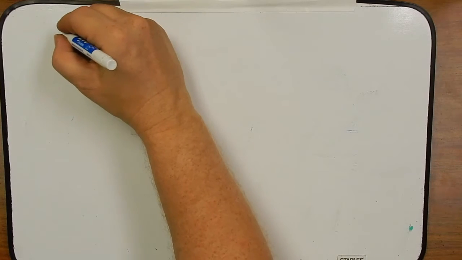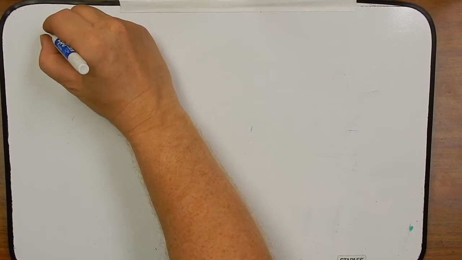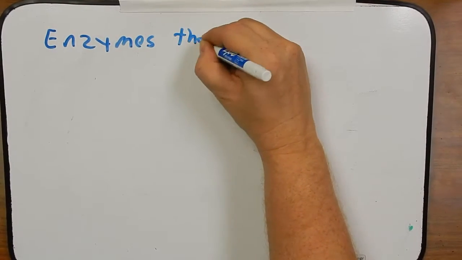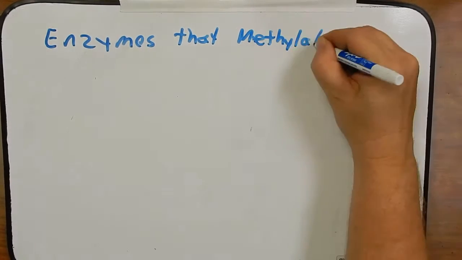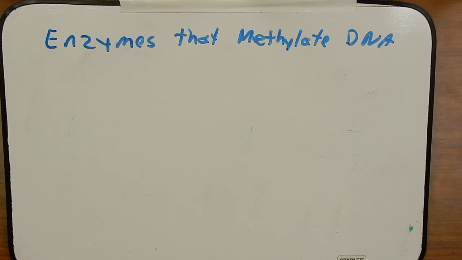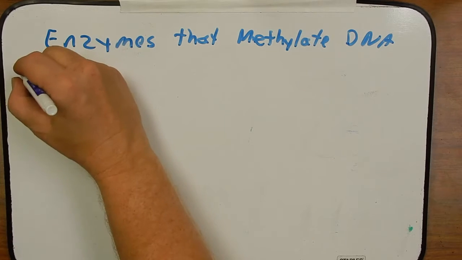Hello and welcome everyone. In this podcast we're going to talk about the enzymes that methylate DNA. So we've talked a lot about the impacts of DNA methylation. We've talked about the importance of DNA methylation, but now we want to talk about specifically those enzymes that do the job of methylating DNA. Let me list them here.